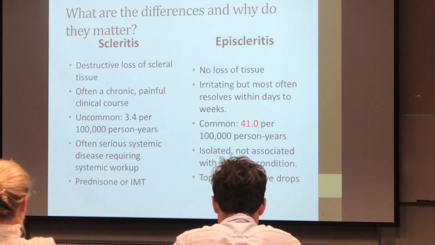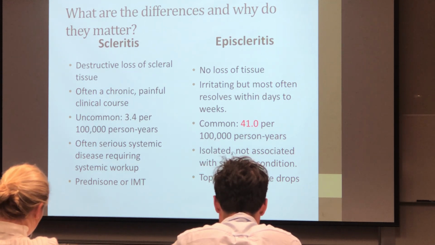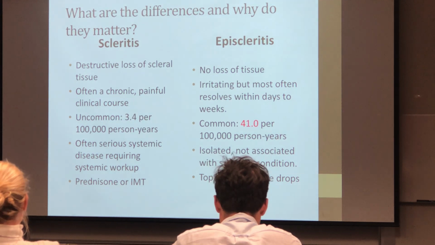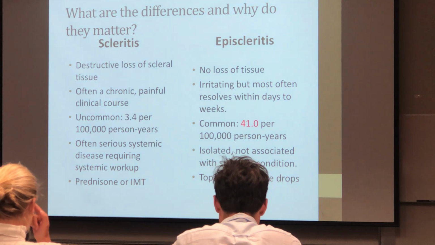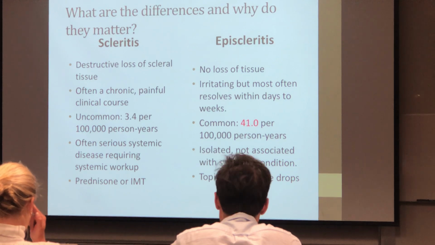Scleritis is very uncommon. It's about 3.4 cases per 100,000 person years. Episcleritis is much more common than scleritis, but less common than what you find in uveitis in the community. And I circled that in red, but I had a typo in the handout.